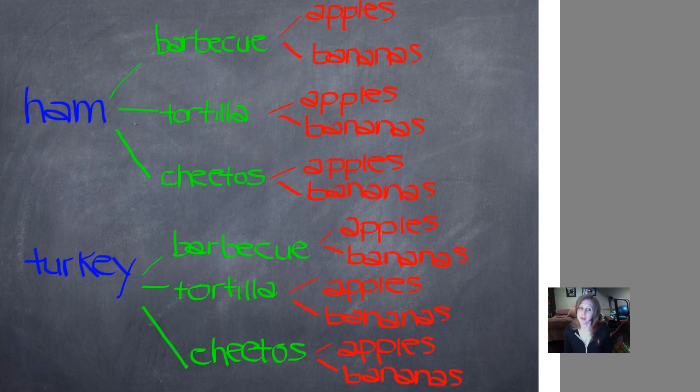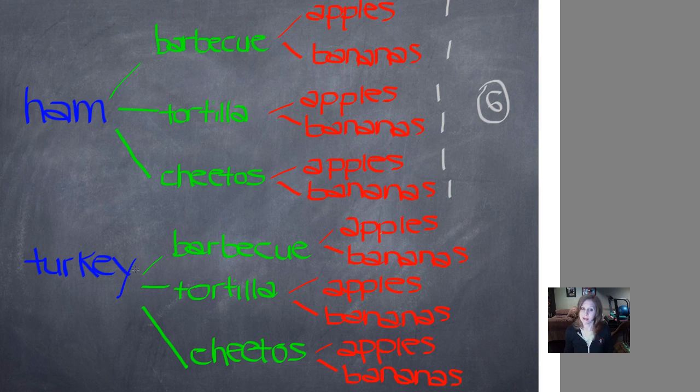So when I'm looking at my choices, remember, I can have a ham sandwich with barbecue chips and apples. That's 1 choice. A ham sandwich with barbecue chips and bananas. That's 1. Ham, tortilla, and apples. That's 1. Ham, tortilla, and bananas. That's 1. Ham, Cheetos, and apples. 1. Ham, Cheetos, and bananas. 1. So I'm making tally marks. So using the ham sandwich, I have 1, 2, 3, 4, 5, 6 possible different combinations.